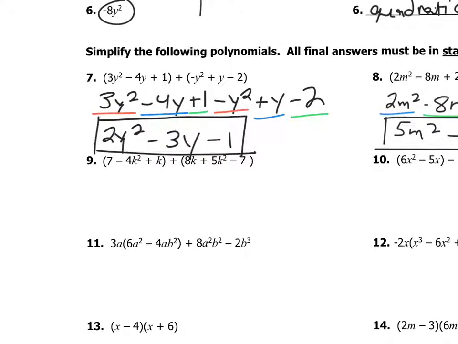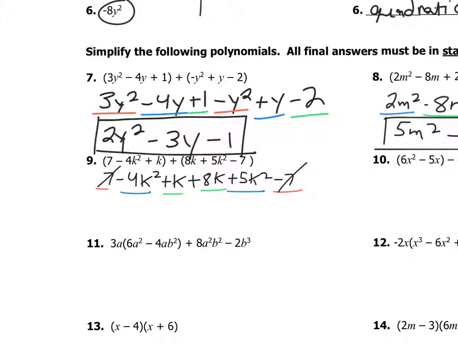All right, next, we're adding, so we're just going to get rid of the parentheses, so it would be 7 minus 4k squared plus k plus 8k plus 5k squared minus 7, and then you just combine like terms. Here we have a constant, and these two constants are going to cancel out. Here we have negative 4k squared and 5k squared, and then here we have k and 8k. Well, 7 minus 7 is 0, so that's just going to cancel.